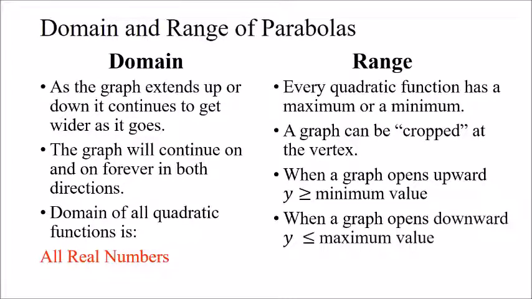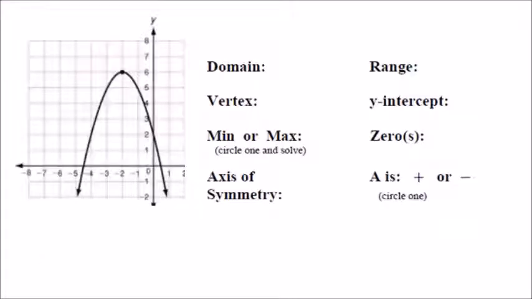When a graph opens downward, you can crop the graph at the top and all of the values below that matter. So y will be less than whatever your maximum value is. Let's take a look at an example.